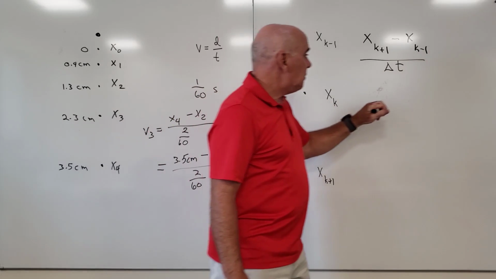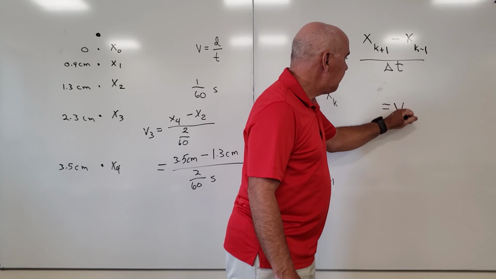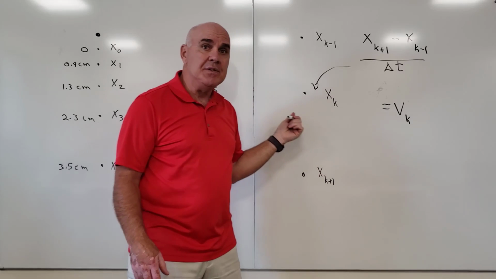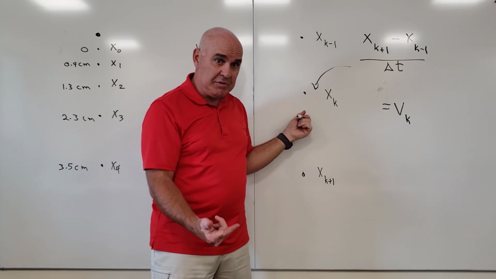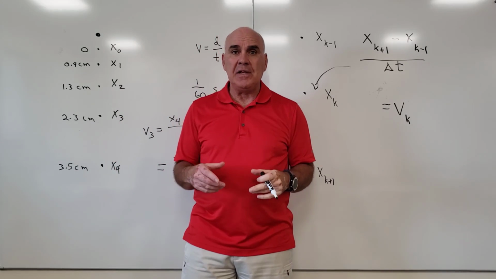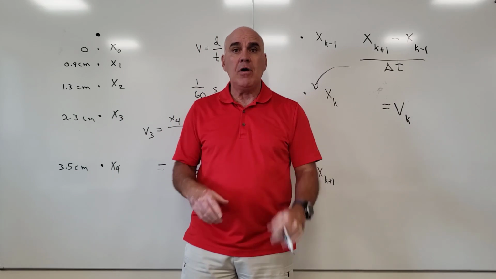All right, and that's going to equal the velocity here. So that's going to equal v sub k. That's the velocity at this point. That's going to be the speed, velocity in this case, because we know it's going down at this point. And that's how we measure the velocity. And that's what we're going to do on the spreadsheet. So let's take a look at how all that takes place.